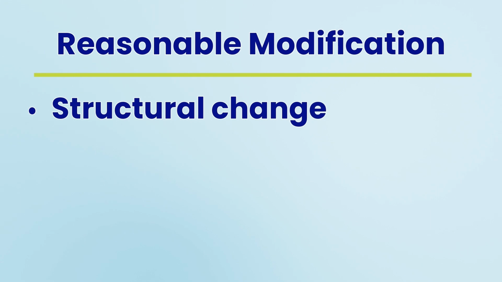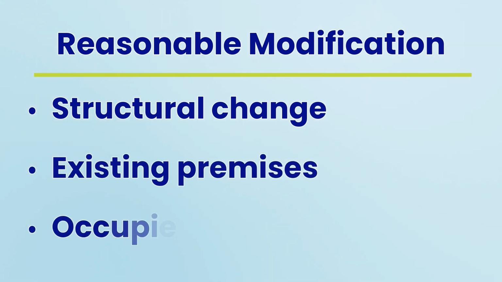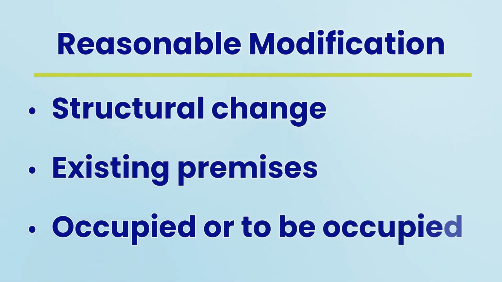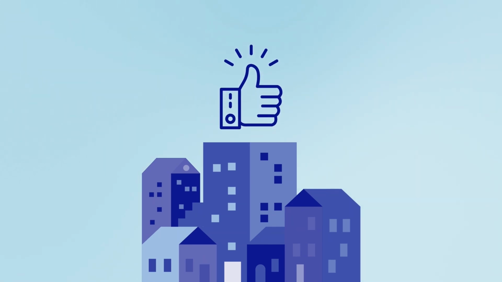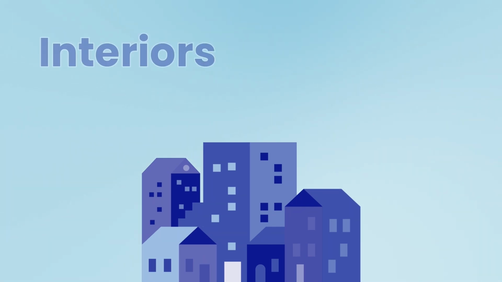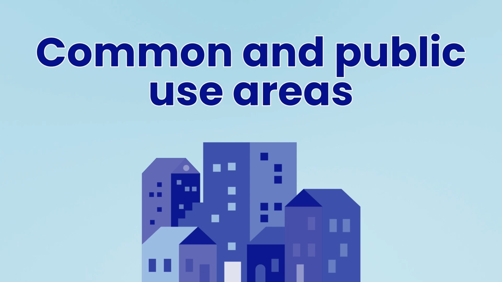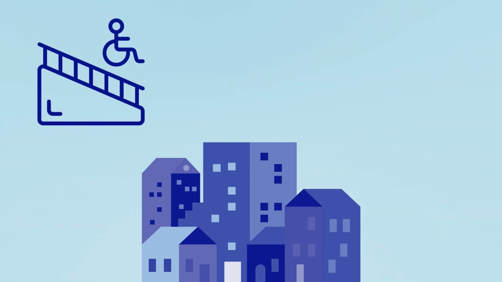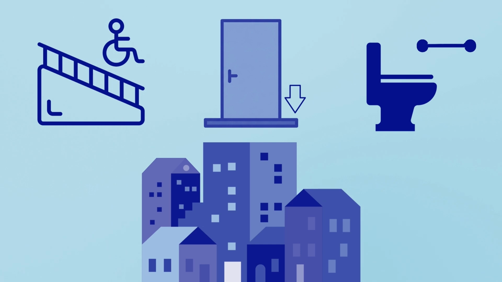Under the Fair Housing Act, a reasonable modification is a structural change made to existing premises, occupied or to be occupied by a person with a disability, to allow full enjoyment of the premises. This can include changes to interiors and exteriors of dwellings, and to common and public use areas, such as an installation of a ramp into a building, lowering the entry threshold of a unit, or installation of grab bars in a bathroom.